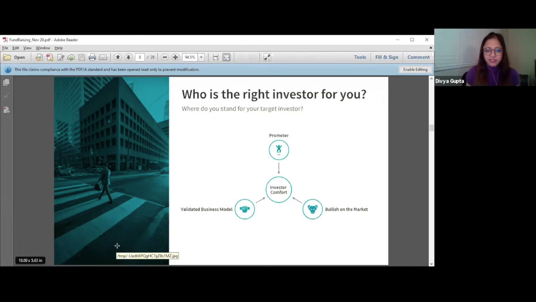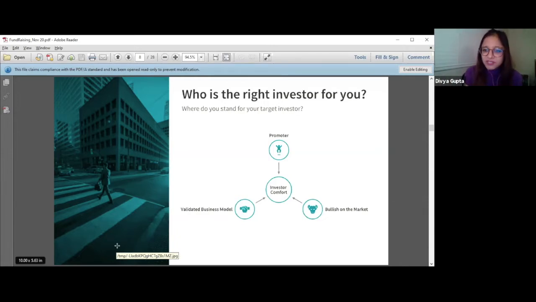So these are three main criteria. Evaluate yourself on whether you are very high on promoter quality, whether you're very high on business model validation, you know, I've already reached certain scale and I'm doing really well, or whether you're really high on market. I am in a very sunrise market, which is going to do really well.